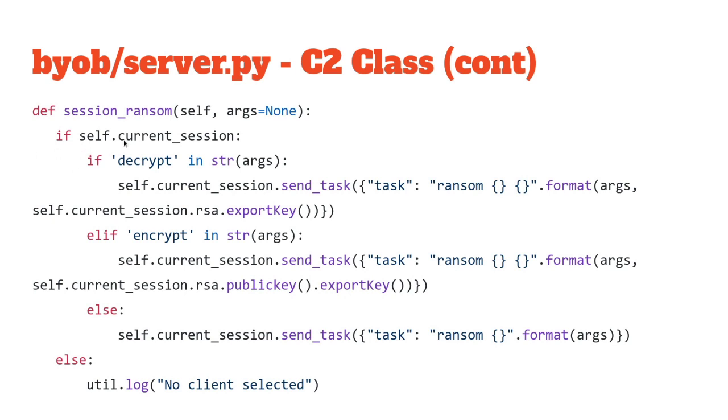Here's how it would deploy the ransomware. Basically you would say ransomware encrypt, ransomware decrypt, and then the ID of the botnet node you want to encrypt. It essentially just pushes the task out to the client. The client will receive the instruction that, oh, I need to do ransomware. So then it'll reach back out to the C2 server, grab the ransomware module, and just run it. That's kind of how this works.